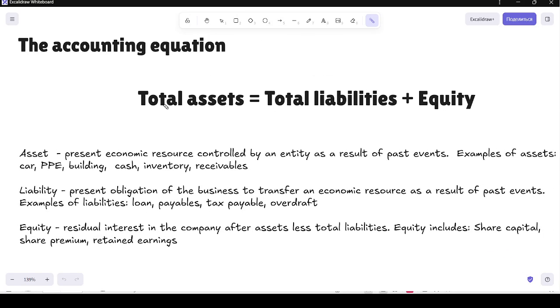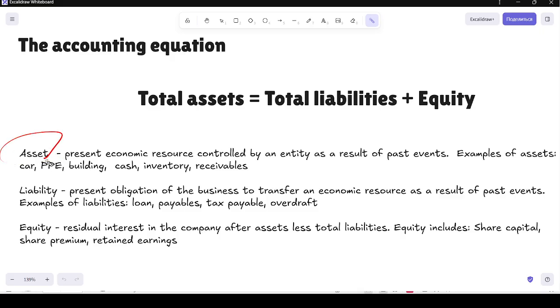Total assets equals total liabilities plus equity. Asset: a present economic resource controlled by an entity as a result of past events. Examples of assets: cars, property, plant and equipment, building, cash, inventory, and receivables. Liability: a present obligation of the business to transfer an economic resource as a result of past events. Examples of liabilities: loan payable, tax payable, overdraft.